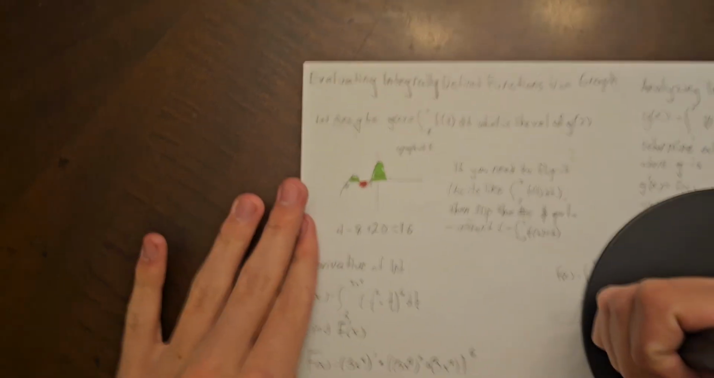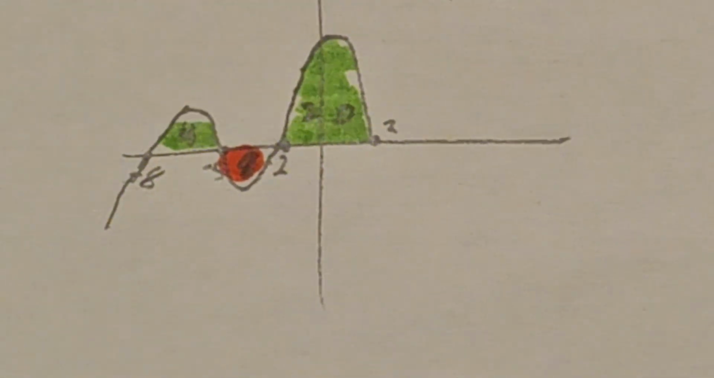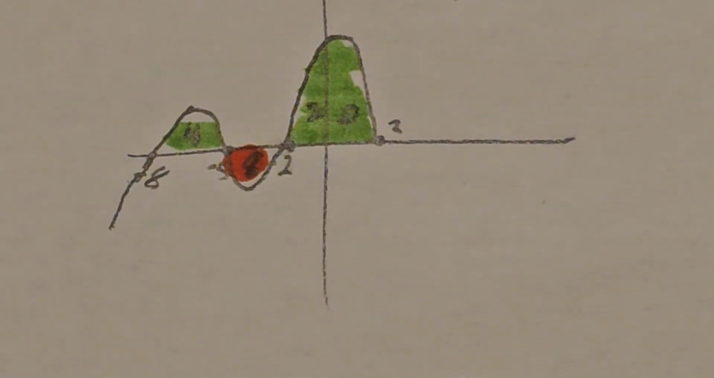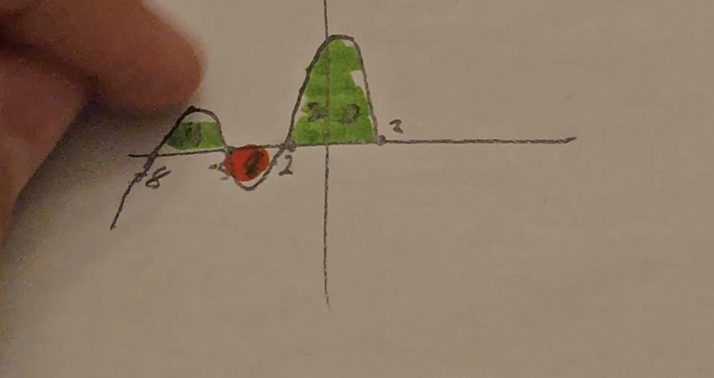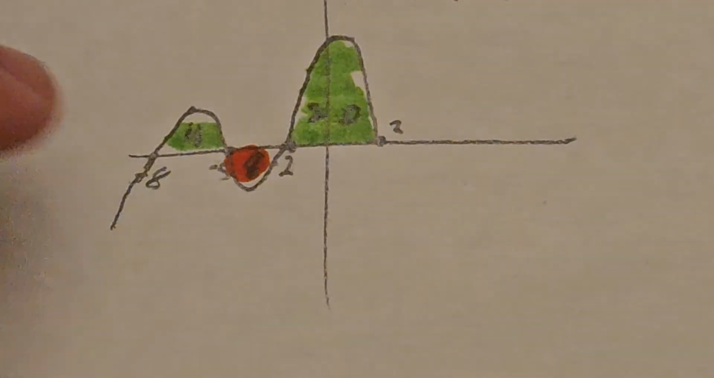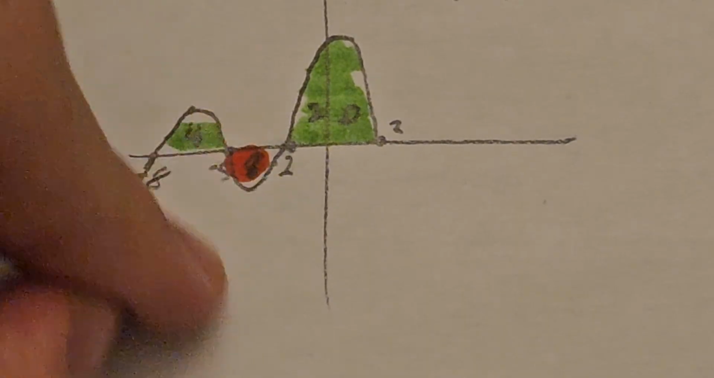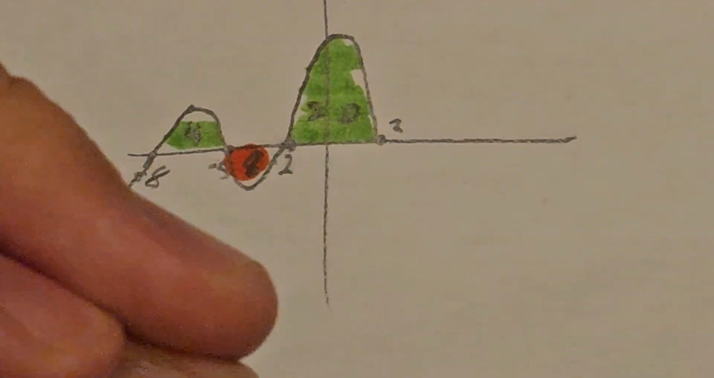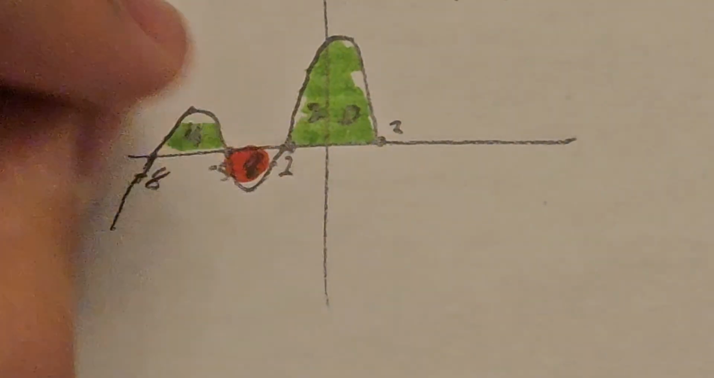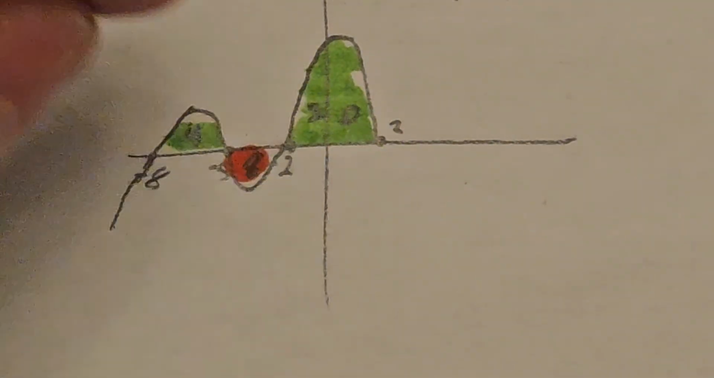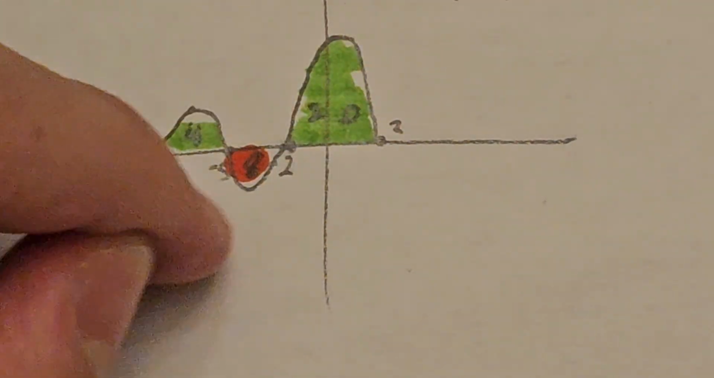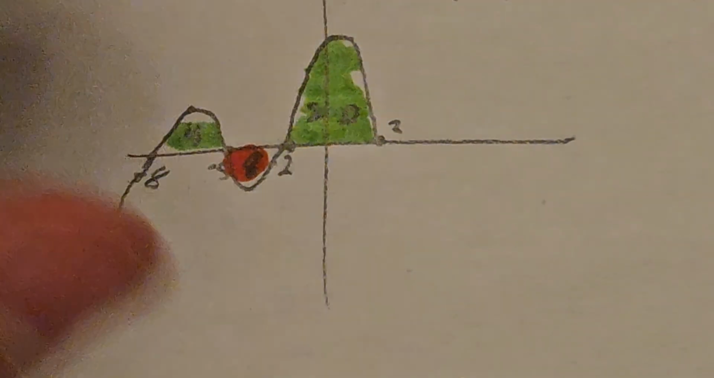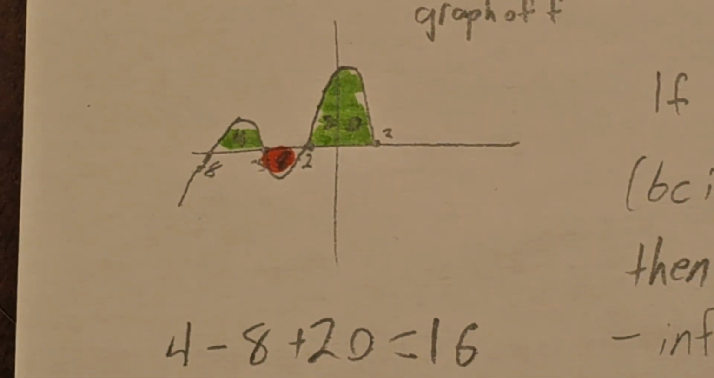So let's take a closer look at that. Every single time you're going up, you have this area, and that's positive area. Right here it's 4. Then you're going down. Whenever you go down, it's always negative. You're always subtracting that part right here. That's 8. Then you're going back up, and that's 20, okay? So from negative 8 to 2, you have 4 minus 8 plus 20, which would get you 16. So that's how you do that.